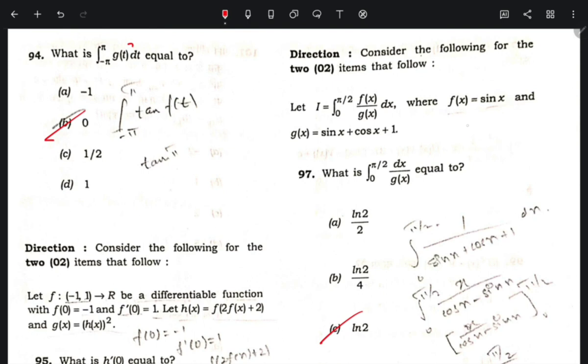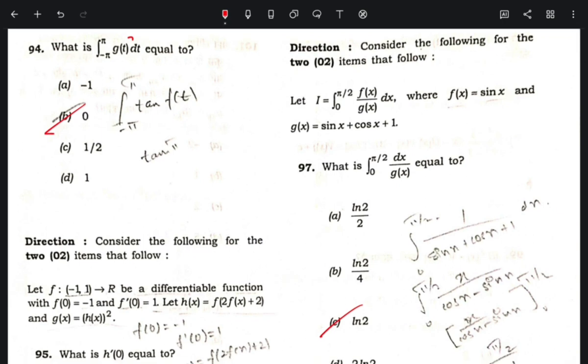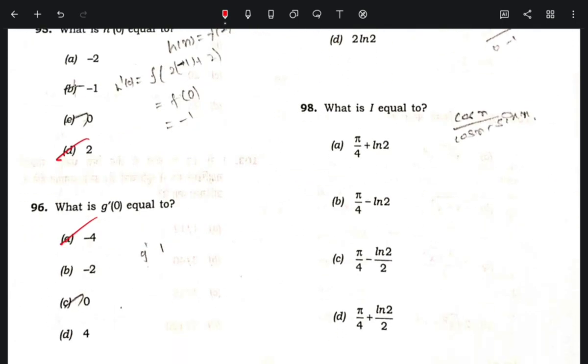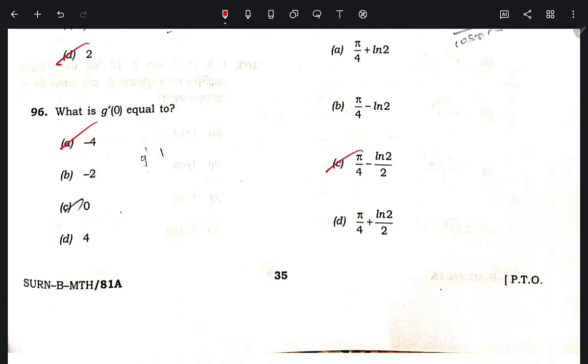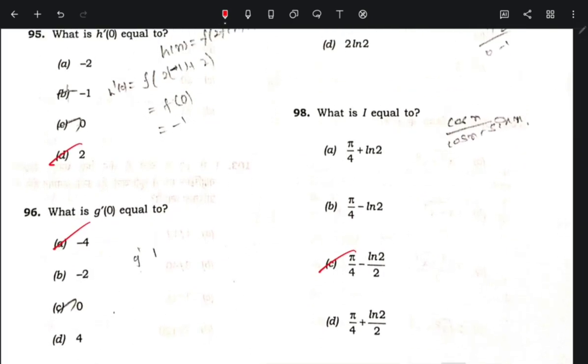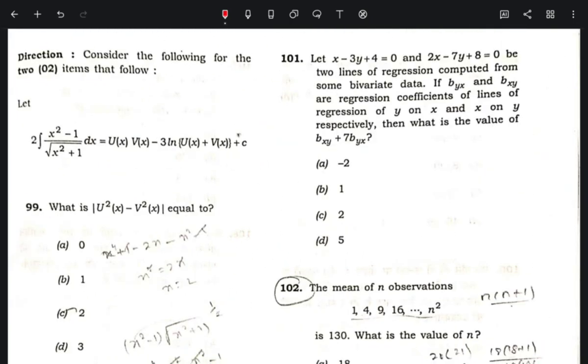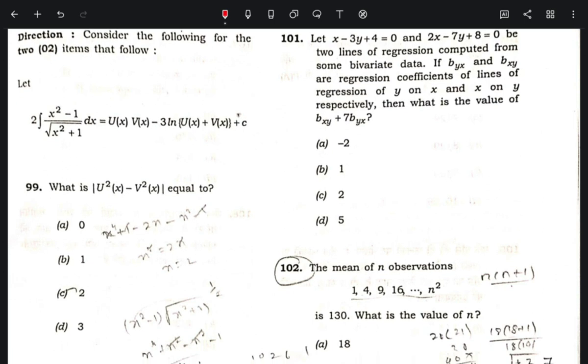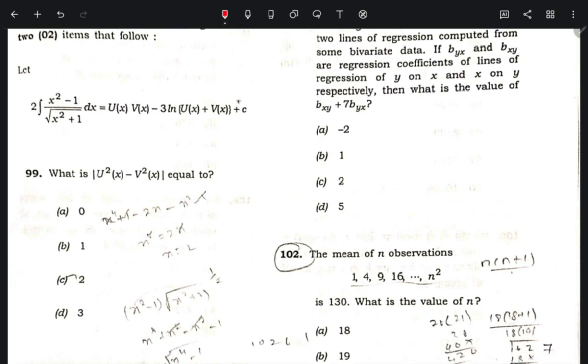Just apply, you can use the formula that you have a limit A to B, then that can be transformed into f of B plus A minus x. That can be used for this. 97. 98 you'll get C. Do the same thing. So for 99 the answer is B.